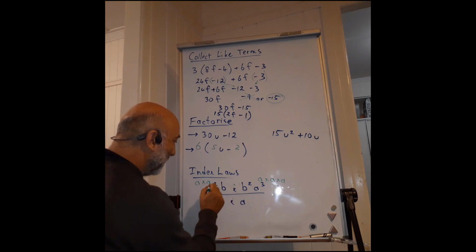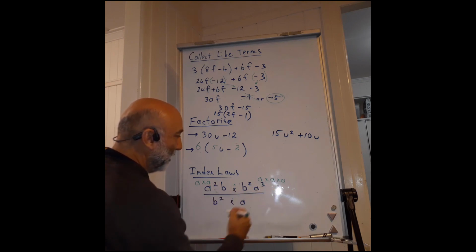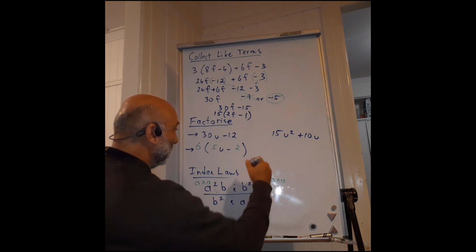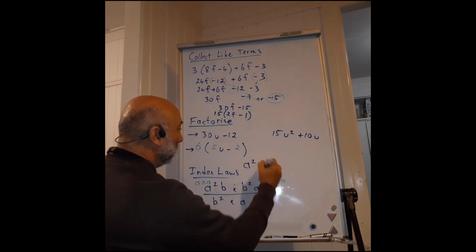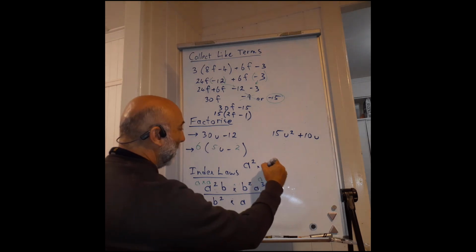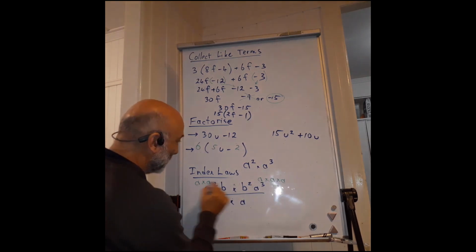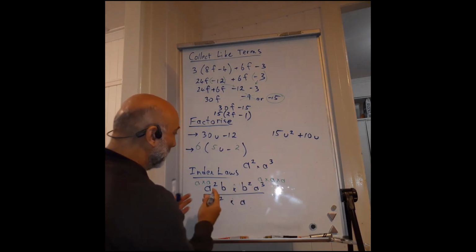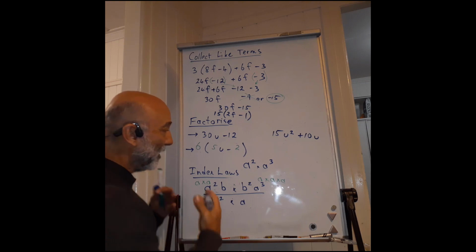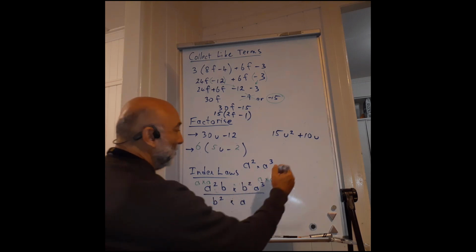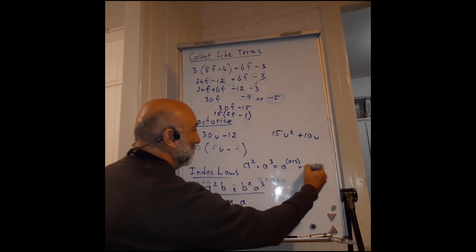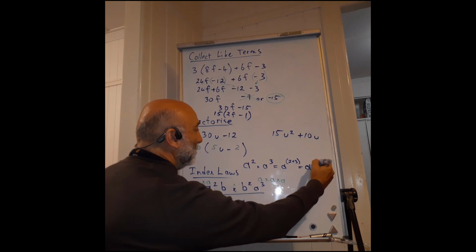So a to the 2 times a to the 3, it's really easy to work out. Let's write it up here. A to the 2 times a to the 3 is just these green a's here. You add the exponents together because that's what they mean: how many a's were multiplied together. So that actually equals a to the 2 plus 3, equals a to the 5.